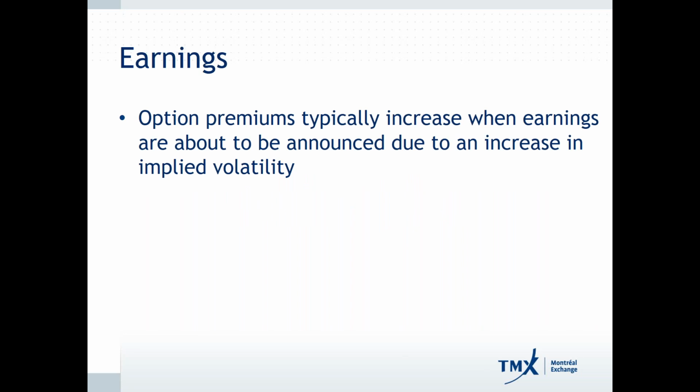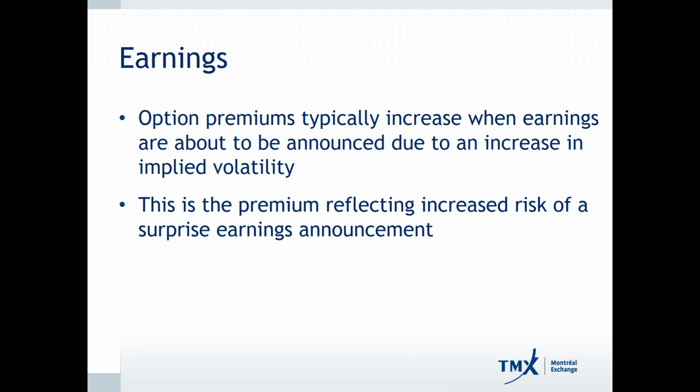So next thing I want to talk about, disregarding earnings and dividend payments. Option premiums typically increase when earnings are about to be announced due to the increase of implied volatility. In fact, a lot of covered call writers love to sell their covered calls right before an earnings because they're getting an income premium kicker in selling the option into its earnings. So we always say this is the premium reflecting the increased risk of a surprise earnings announcement.